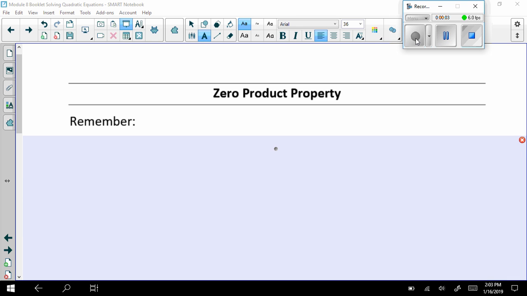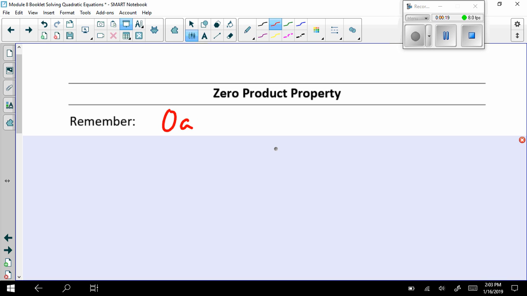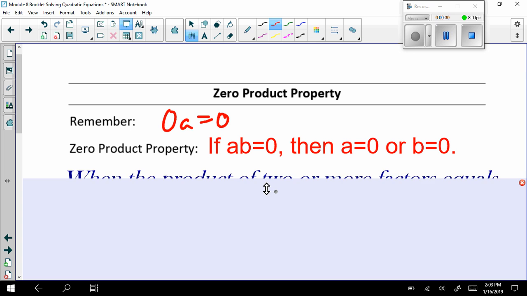Before we are able to talk about our next method, which is solving by factoring, we need to review a couple of things. One of those is the zero product property. First, I want you to remember that 0 times anything is 0. 0 times 10 is 0. 0 times negative 2 billion is 0. 0 times anything is equal to 0, which leads us to our zero product property.